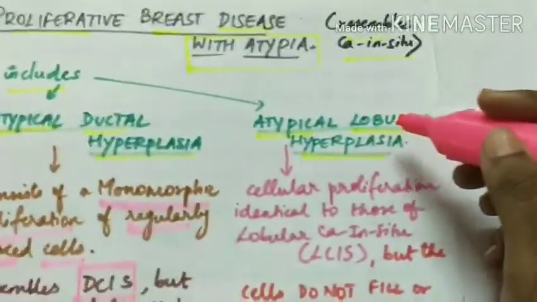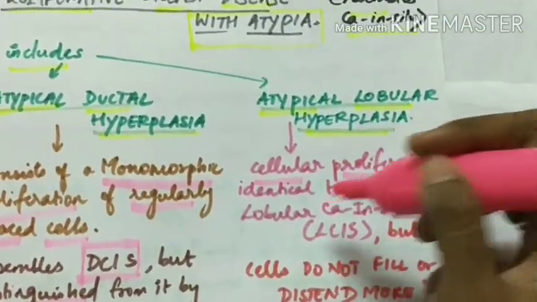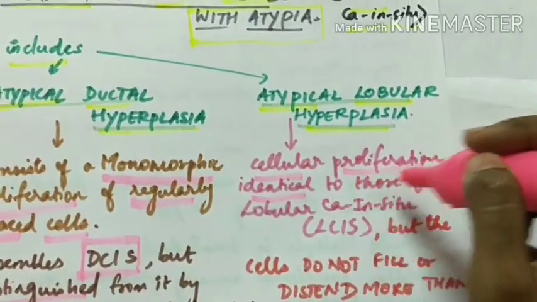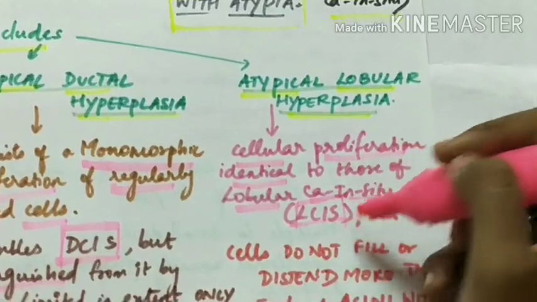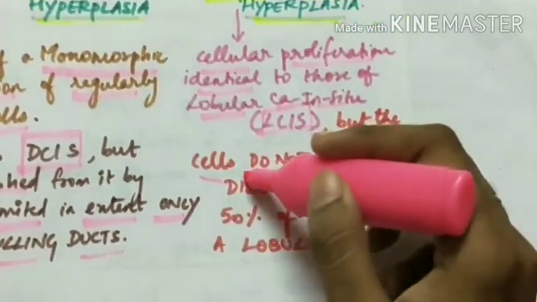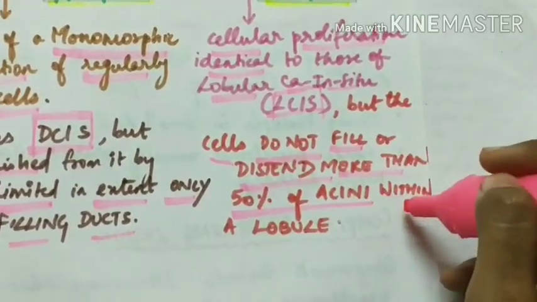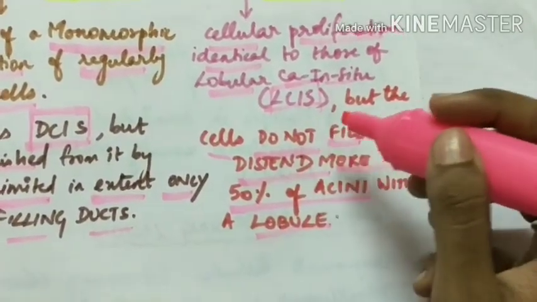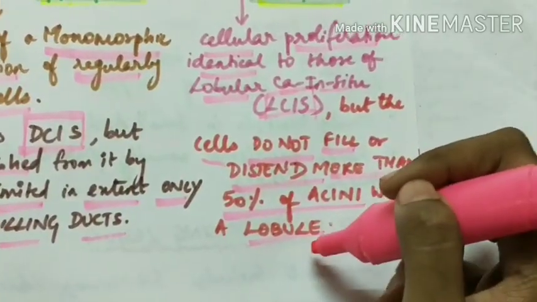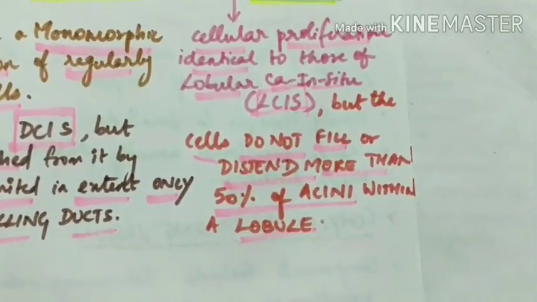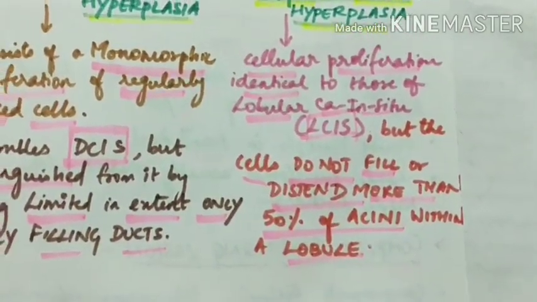Next is atypical lobular hyperplasia. Here there is cellular proliferation which is identical to that of lobular carcinoma in situ, LCIS, but the cells do not fill or distend more than 50% of the acini within a lobule. This is about atypical ductal and atypical lobular hyperplasia.